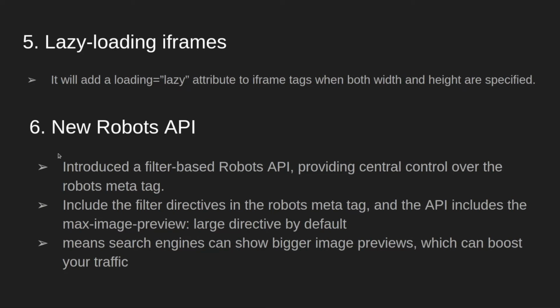And another feature is that it has a new robots API. What the robots API does is provide central control over the robots meta tag, and 5.7 has introduced a filter-based robots API. It has max-image-preview, which makes our image bigger in search engines, so it can boost our traffic as well as increase the user experience also.